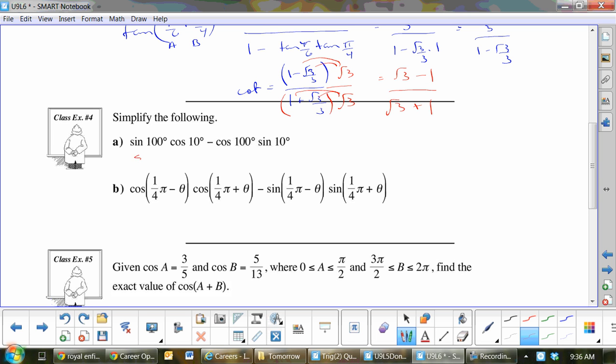Now, this is so you know sine A cos B minus cos A sine B. If you look on your formula sheet, that is the same thing as sine A minus B. Which would equal sine 100 degrees minus 10 degrees, which equals sine 90 degrees, which equals 1.